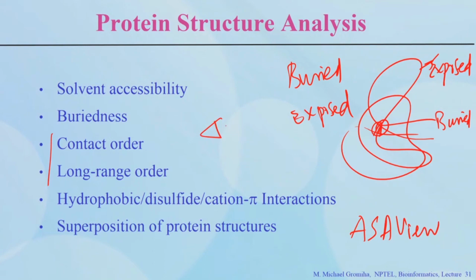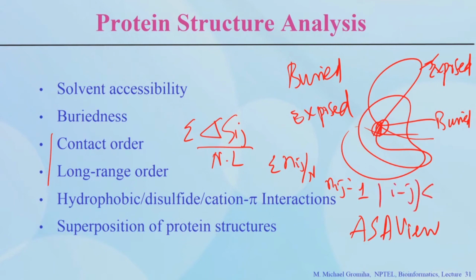This mainly was the sum of delta Sij, normalized by N times L, where L is the length and N is the number of contacts. We can quantify the contacts based on contact order. What is long range order? You can use Nij by N, where Nij equals 1 if the absolute value of i minus j is greater than or equal to 12. So, this will account only for the long range contacts. Then we also have the hydrophobic contacts, disulfide interactions, and cation pi interactions, based on the contact between some specific residues, whether the carbon atoms, or the positive charge and aromatic residues, or the cysteine and so on.